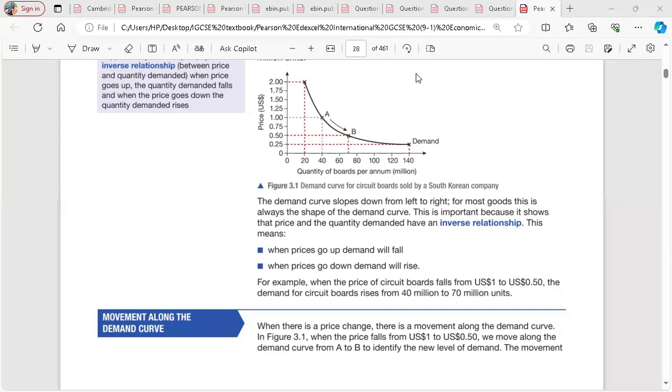So a fall in price will bring about an increase in the quantity demanded. That is an opposite relationship. Do you get it? So price goes down, quantity increases. That's inverse relationship. Is it clear? So that is about the law of demand. The higher the price, the lower the quantity demanded. The lower the price, the higher the quantity demanded. It's clear, right? So we go to movement along the demand curve.